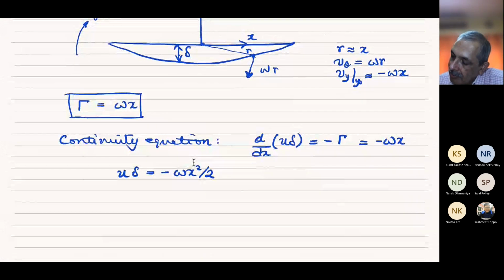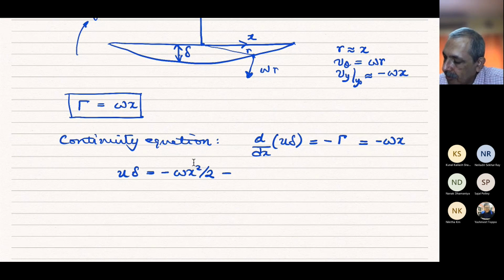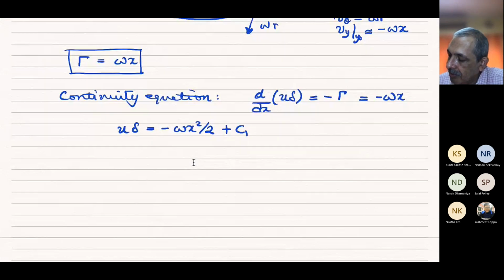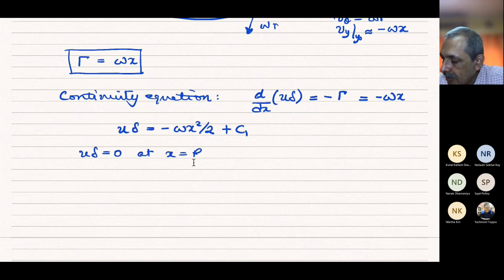And what we know is that the flux at the end of the layer, that is when x is equal to r, flux is equal to 0. So this is plus some constant c1 when we integrate it. Now u of delta must be equal to 0 at x equal to r. And so that gives us c1 is equal to omega r squared by 2.